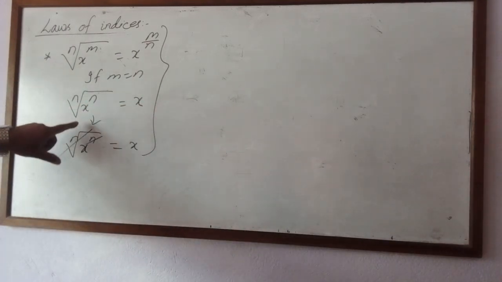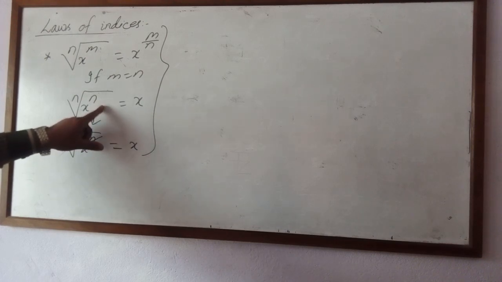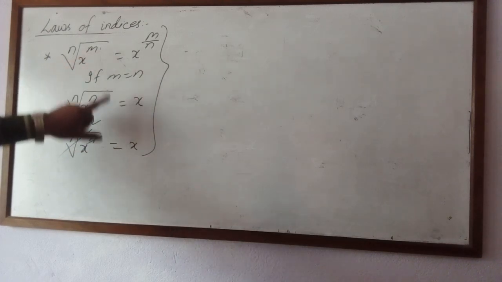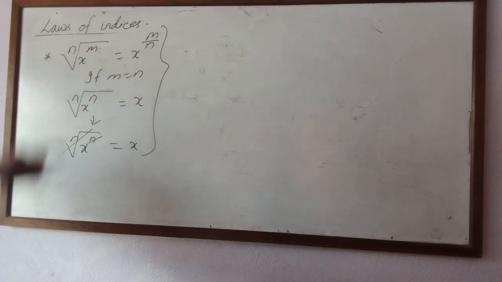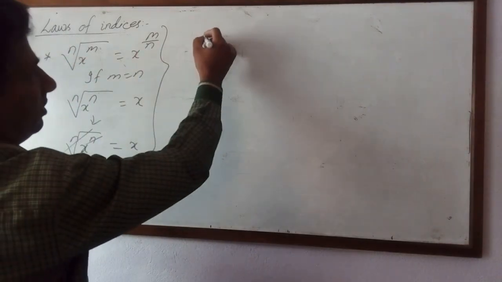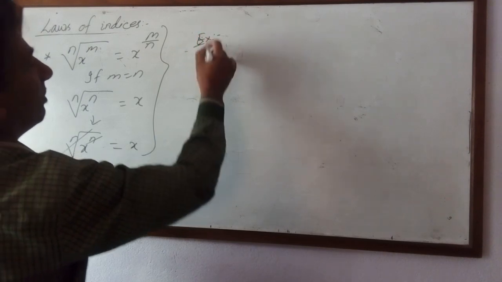Now remember the why. Why will it be x? See, already this formula. This and this actually they are the same. What is the difference? Here m and n are not the same. Here they are the same. Now I'll solve some questions as an example.